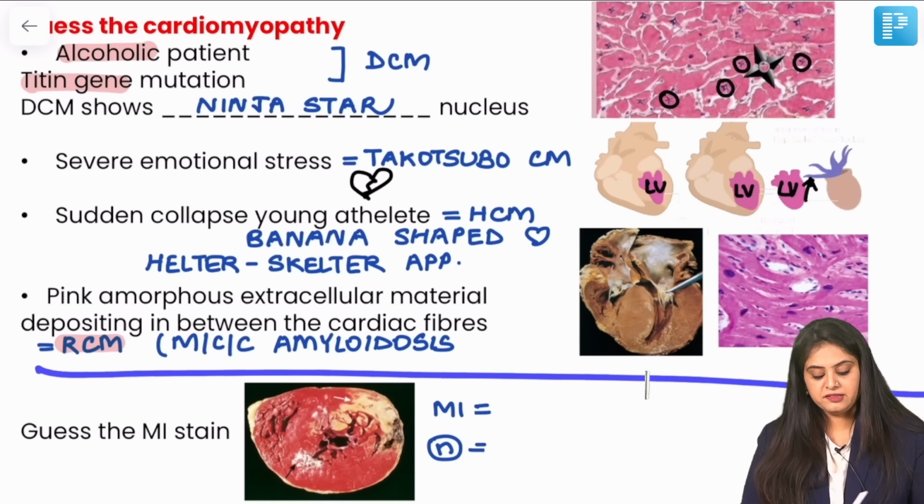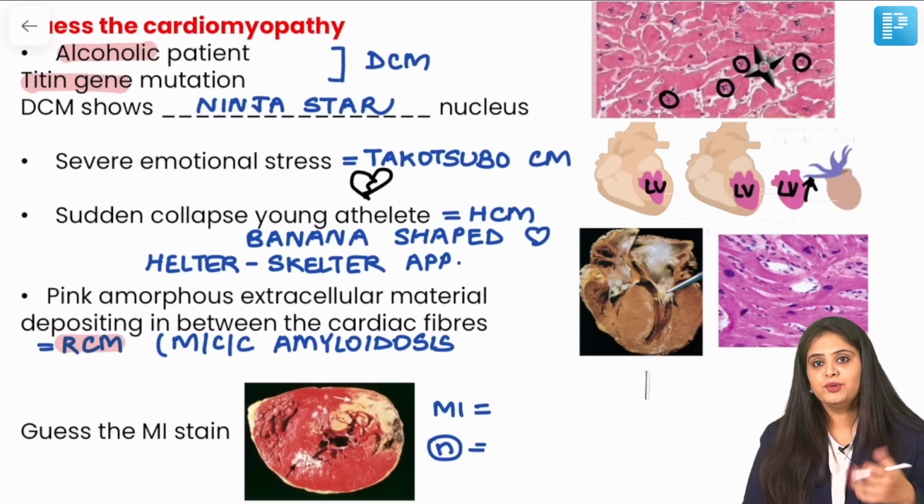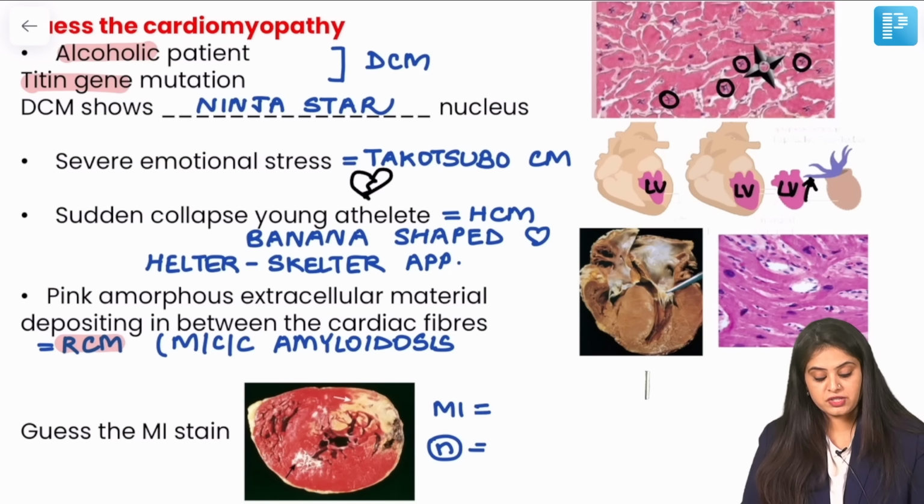Having done all of these, I think this is just for completion. I know you know it, but I have to include it in every session. This is a case of heart attack, MI. What is the stain being used?